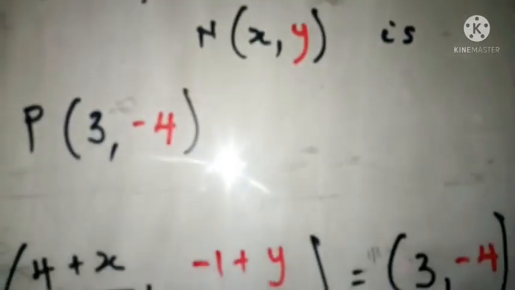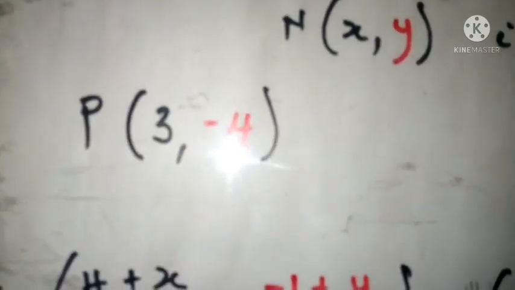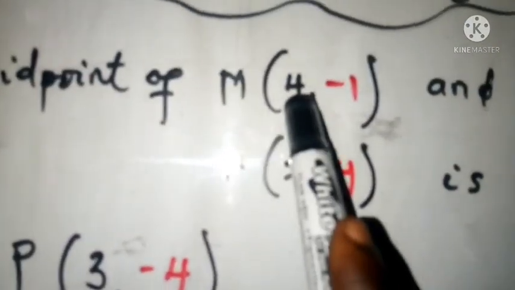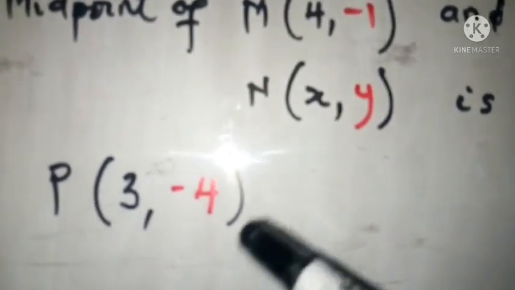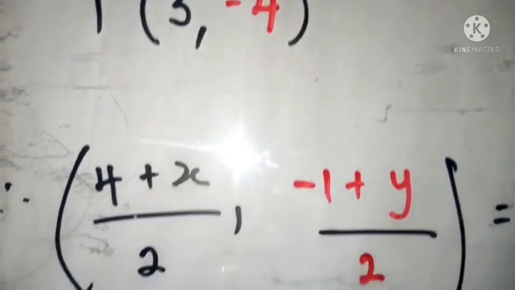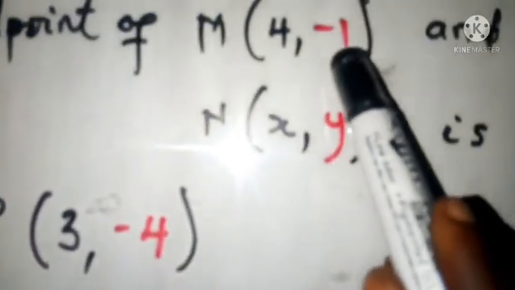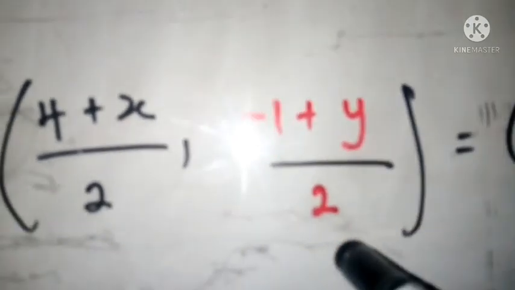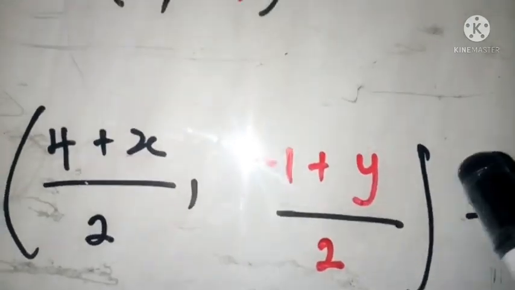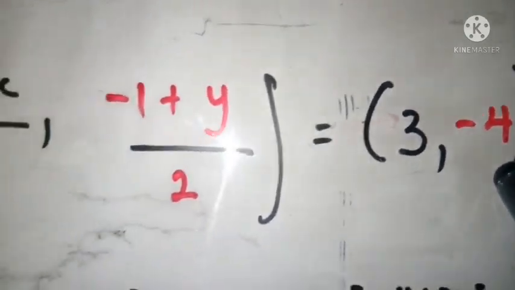All that matters here is that you know the definition of the midpoint. That says the first x, that is the 4 here, plus the second x, which is x. So I got 4 plus x here, and then divide that by 2. Then comma, the first y here, which is -1, plus the second y, which is y, divided by 2. And we are told that the midpoint of the two is equal to (3, -4).